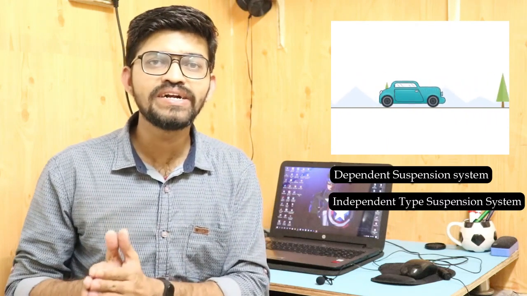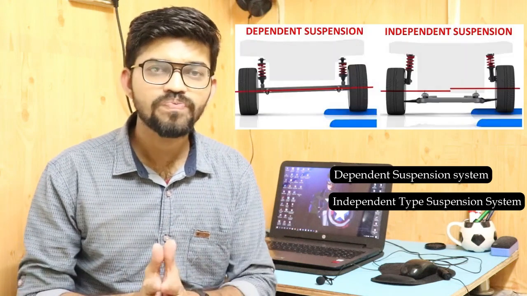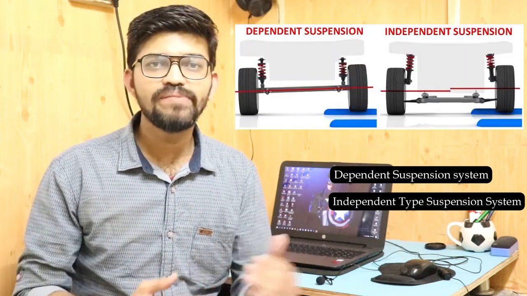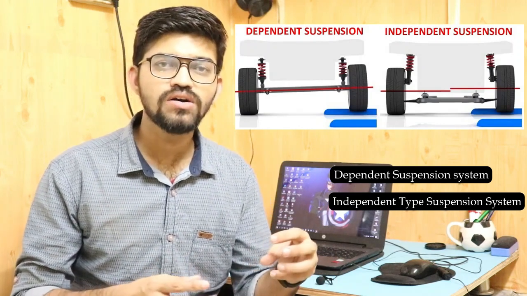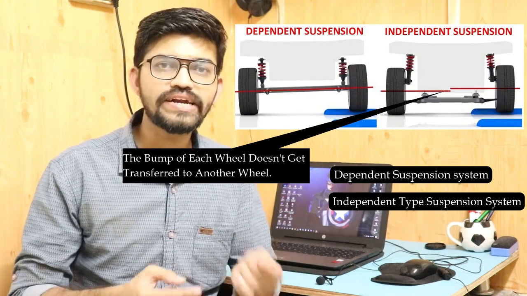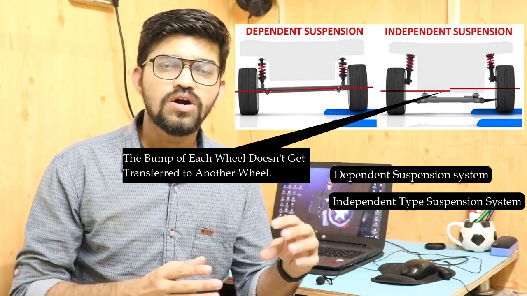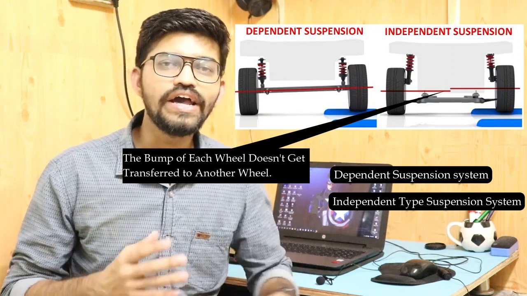There are a lot of types of suspension system. Basically there are two basic types, the dependent type and the independent type. The dependent type of suspension system depends upon each of the wheels or an axle. The independent type does not depend upon one another. The bump of a single wheel doesn't get transferred to the other wheel. The movement of one wheel isn't affected by the other wheel due to the irregularity of the roads.